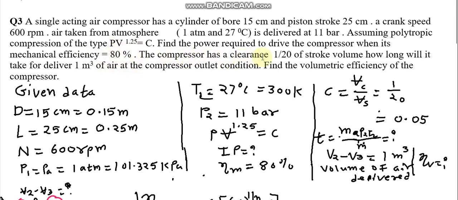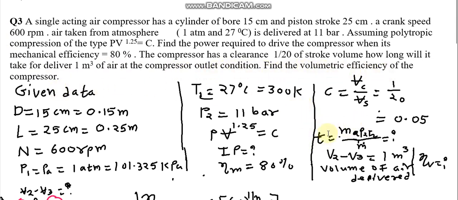The compressor has a clearance of 1/20 of the stroke volume. So C equal to Vc by Vs, that is 1 divided by 20, meaning C equal to 0.05. So Vc equal to 0.05 Vs. How long will it take to deliver 1 meter cube of air at the compressor outlet condition, and find the volumetric efficiency of the compressor?